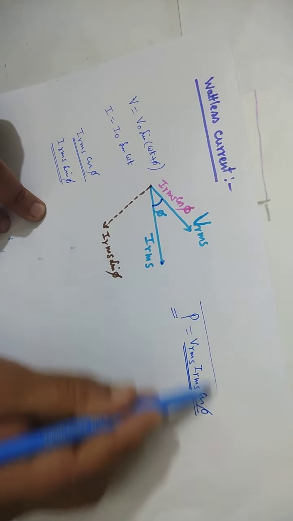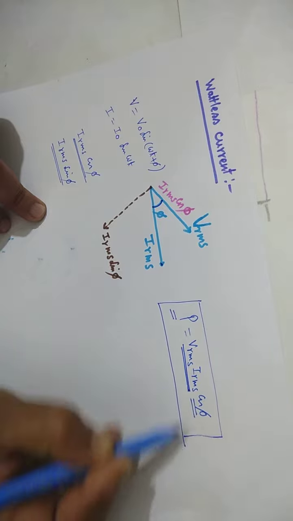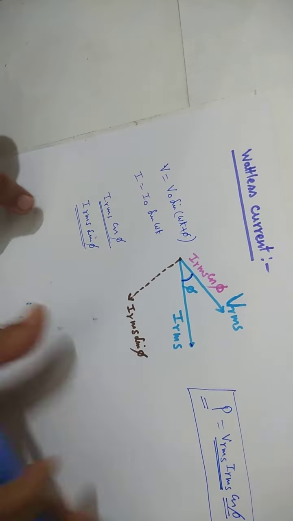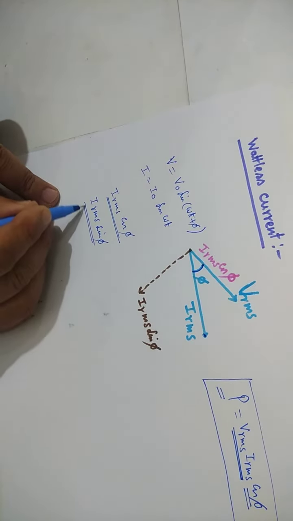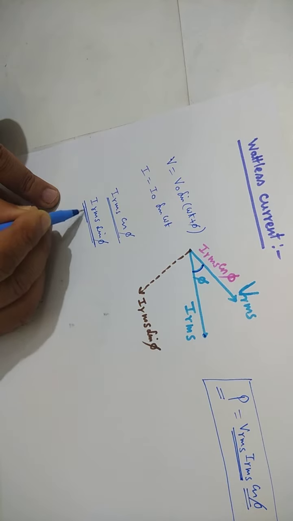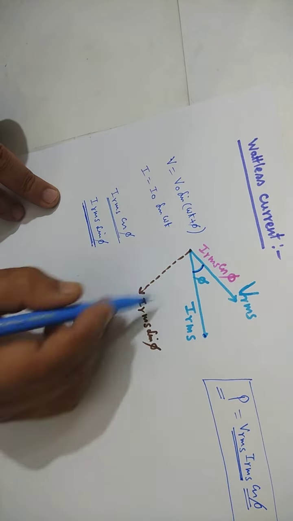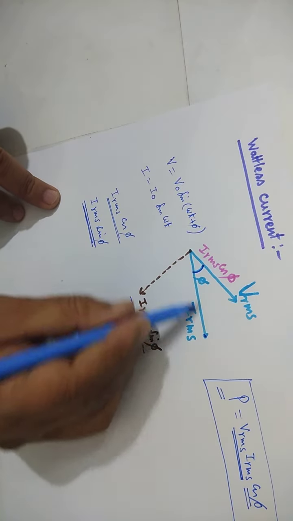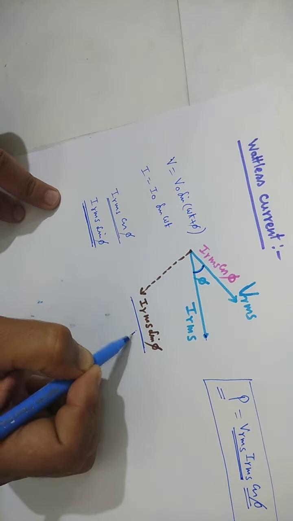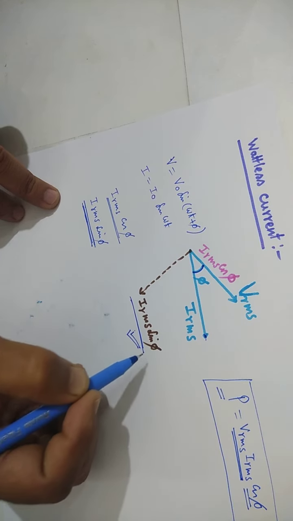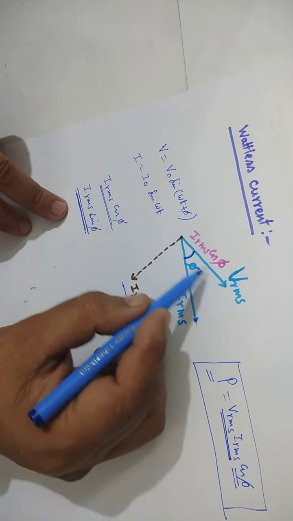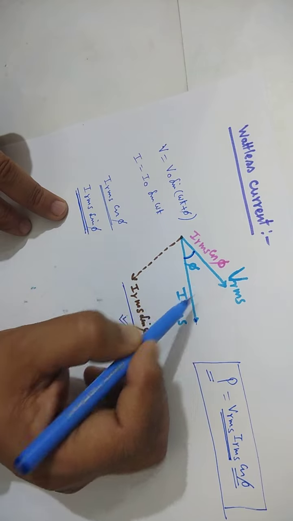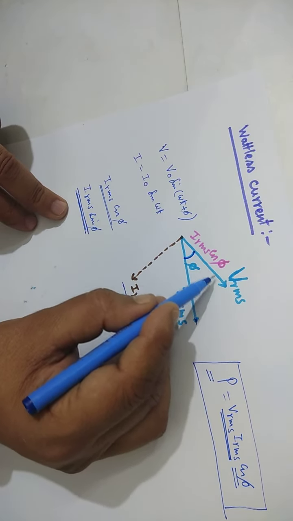Here there is no component consisting of sin phi. Therefore, this component of the current, IRMS sin phi, is not contributing to power. So this is called wattless current. The IRMS sin phi component of the current is called wattless current as it is not contributing to power consumption, and this component of current, IRMS cos phi, is called wattful current.